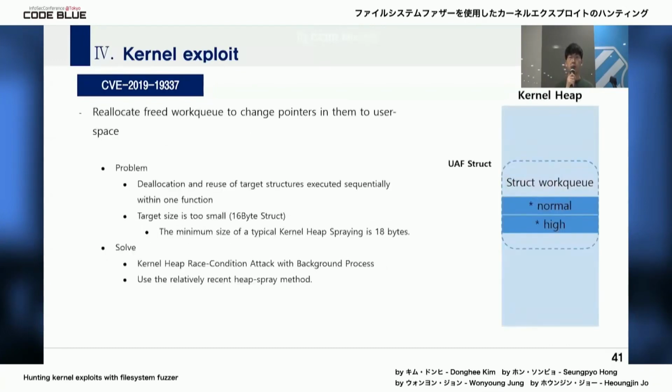We had to do heap spraying to exploit this vulnerability, but there were several problems. First, due to the property of the vulnerability, it was not possible to exploit it with the general UAF method of free, reallocate, reuse. Since everything is done within the close function, the problem was solved by triggering the vulnerability while spraying the kernel heap through a background process. Second, the size of the target structure was 16 bytes, which was too small.